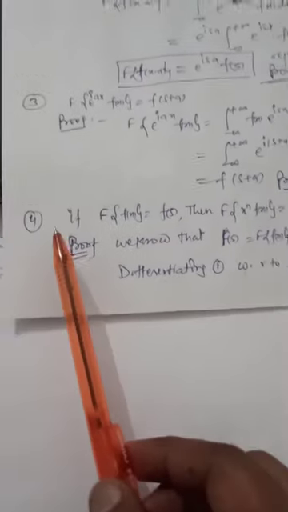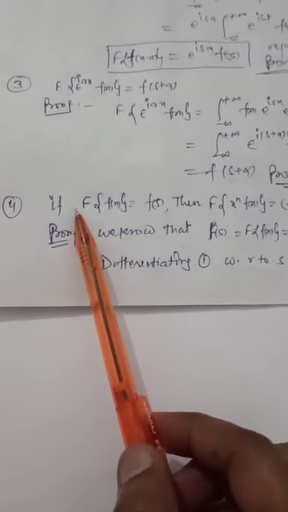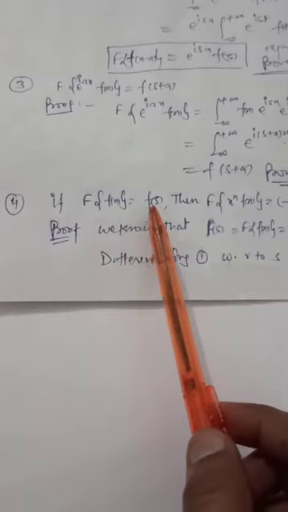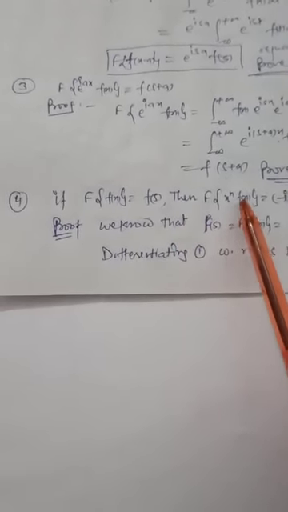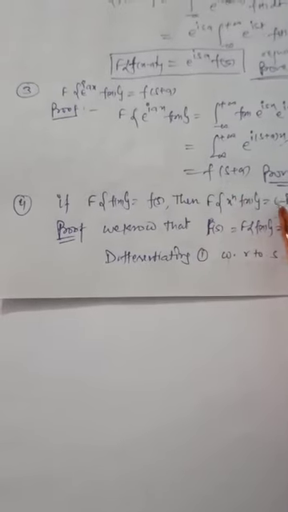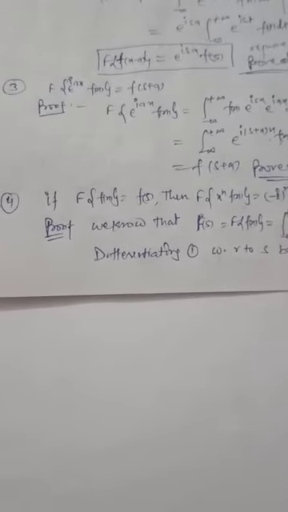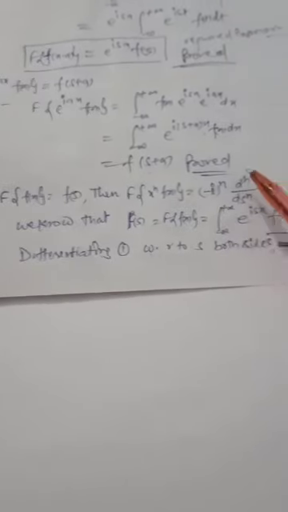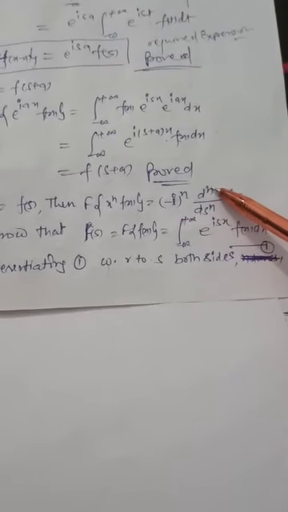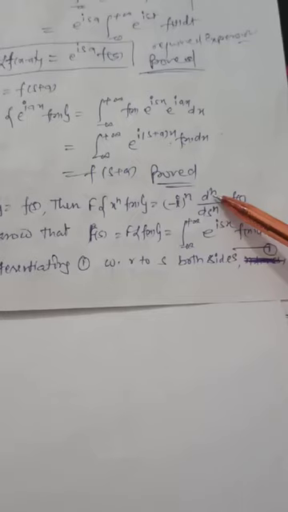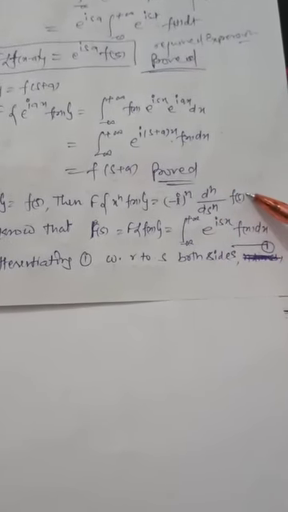Next property: if the Fourier transform of f(x) is F(s), then the Fourier transform of f(x) times x raised to power n is (-i) raised to power n times the nth derivative d^n over ds^n of F(s).